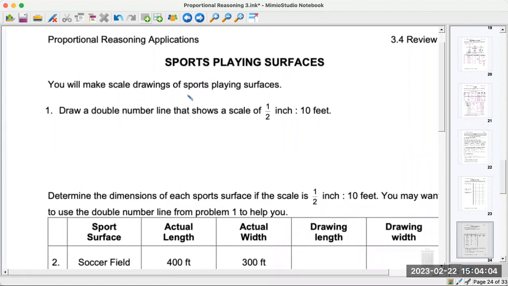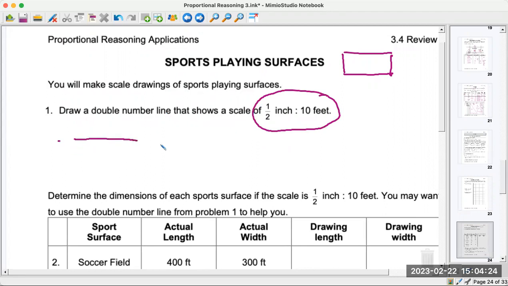Well, that's usually like a rectangle. Usually people play sports on a field like this, correct? So draw a double number line that shows a scale of 1/2 inch is 10 feet. See, this is your starting point. You need that. So I'm going to get you started on your double number line. That one we'll do together, okay?